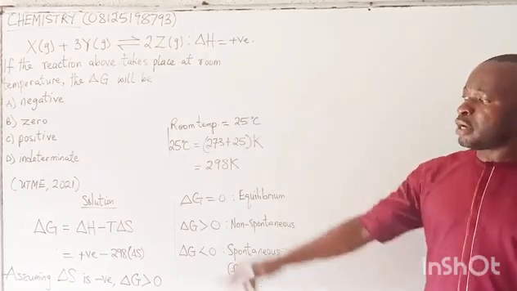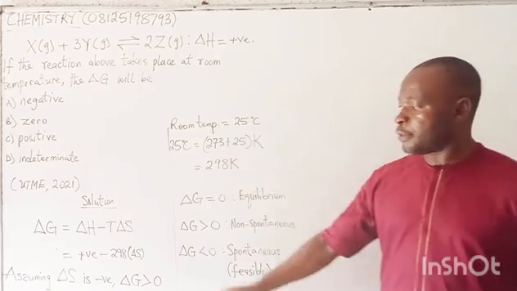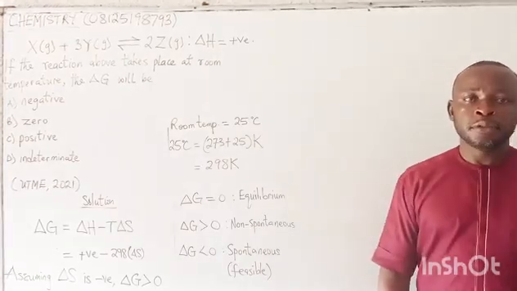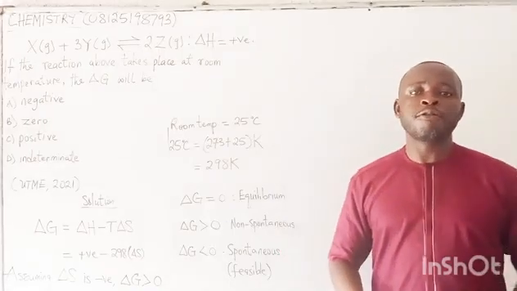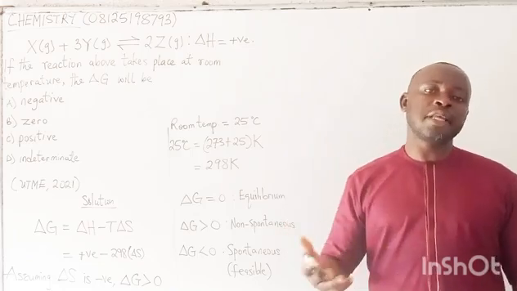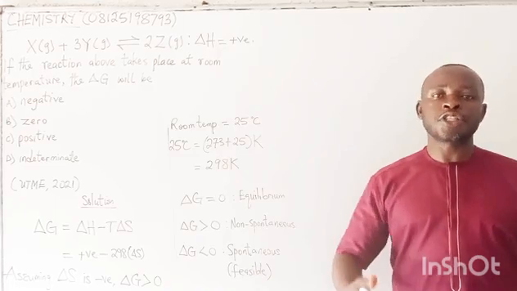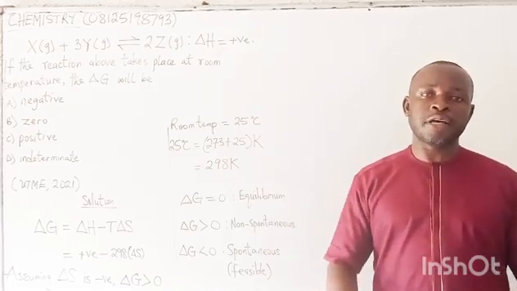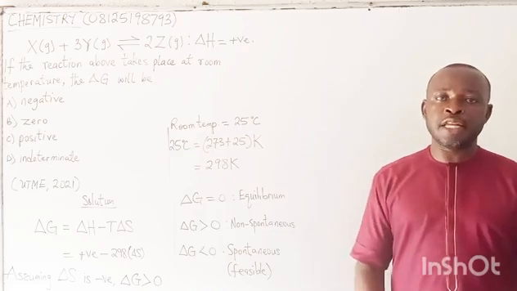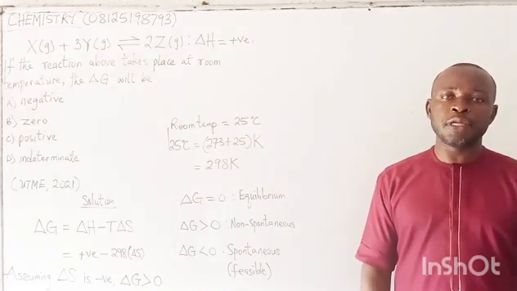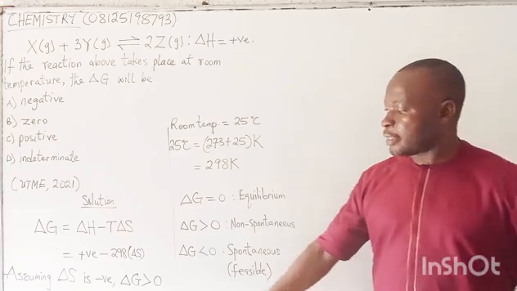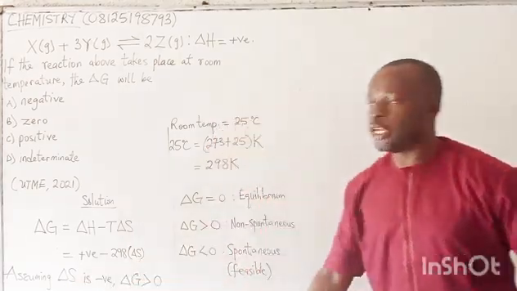Another thing you need to understand before you can attempt this question is what we call entropy. The symbol is letter S. The entropy of a matter is the degree of randomness or disorder in the particles of that matter. That's what we call entropy, and we use the letter S to represent it. So when you see delta S, it means change in entropy.